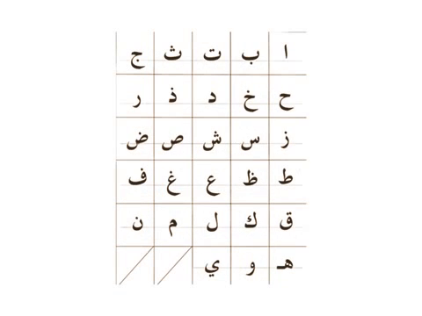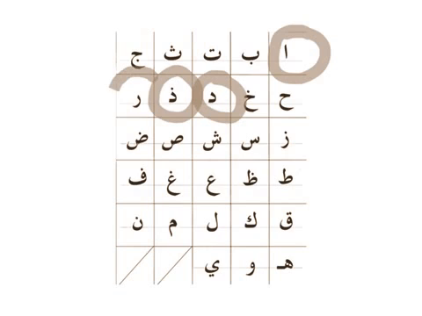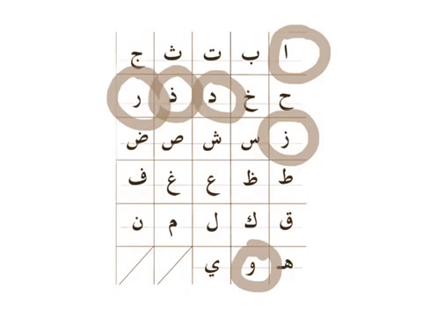Now let's review the one-way connectors. Can you remember what they are? Good. Aleph, dal, thal, ra, zay, and wow. Aleph, dal, thal, ra, zay, and wow.